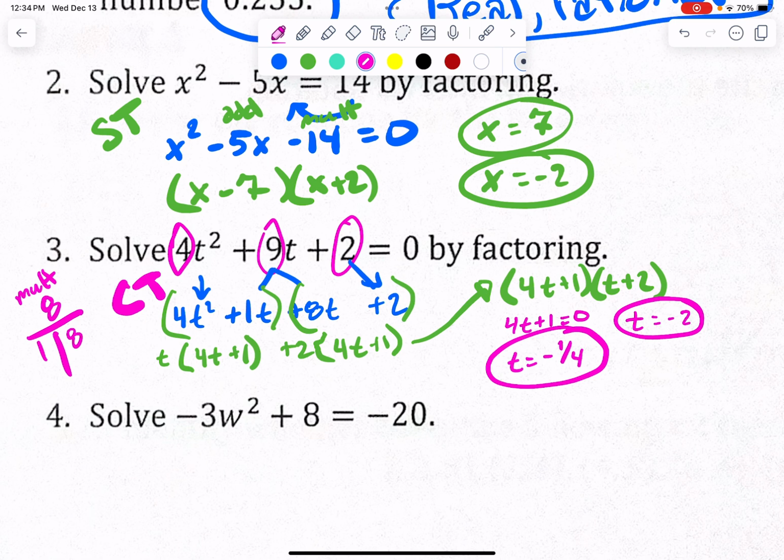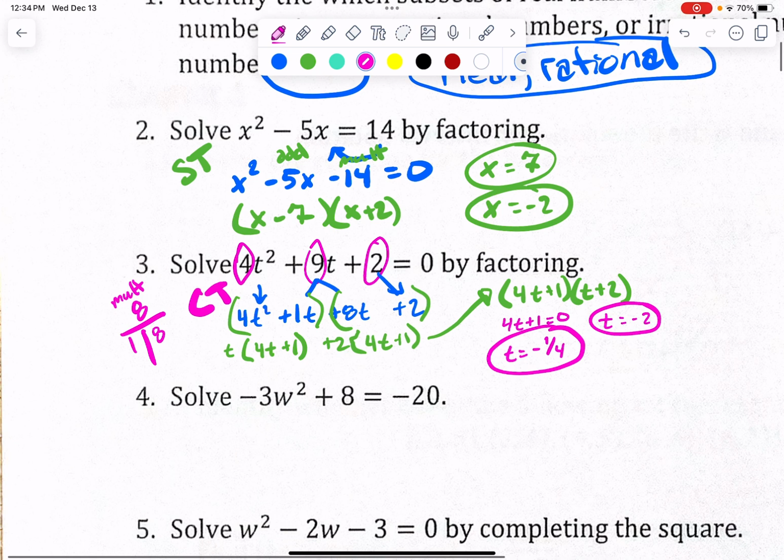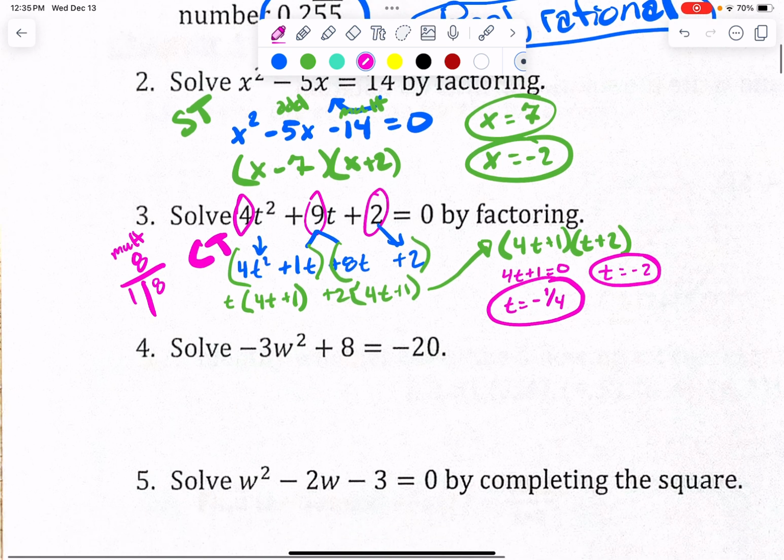Okay, again, that was kind of fast, so pause or put a star by it if you need to. And there is that. Okay. Number 4 just says solve.